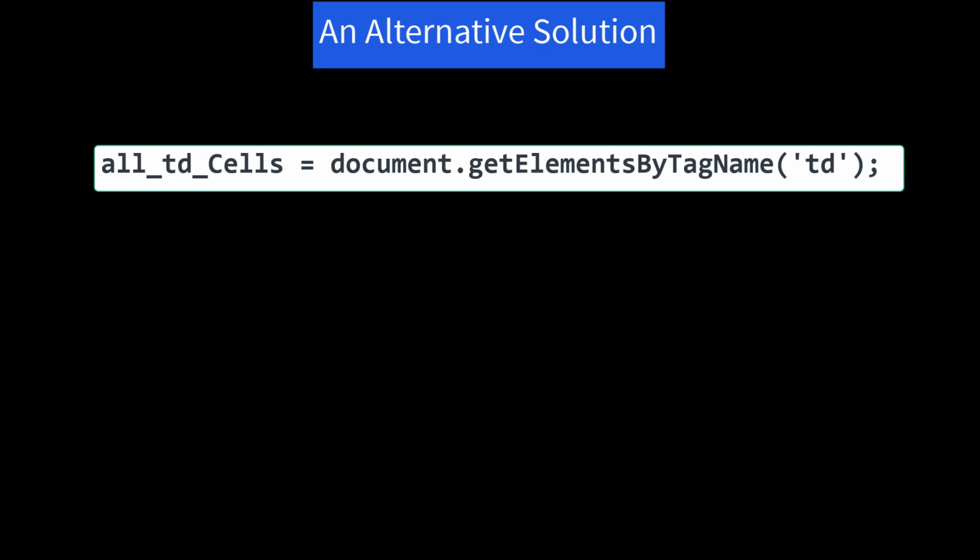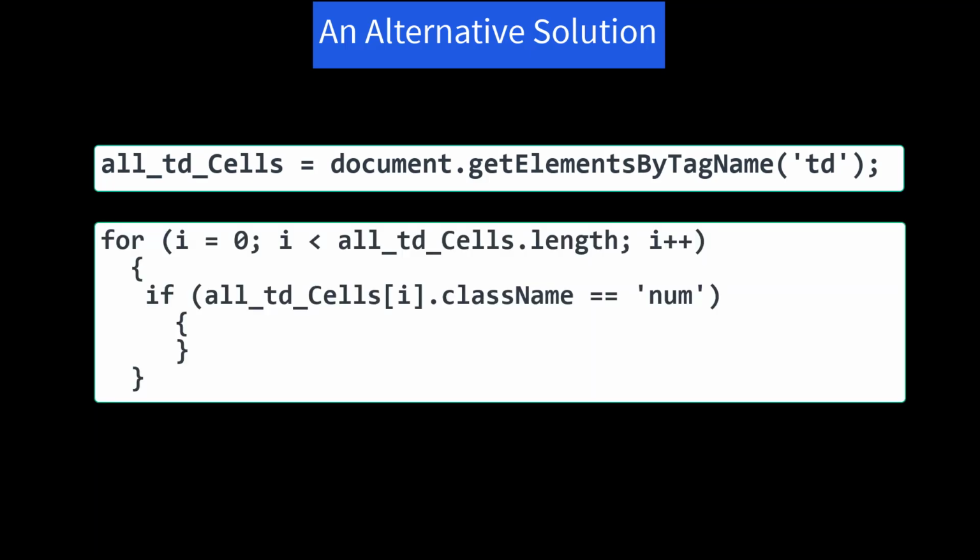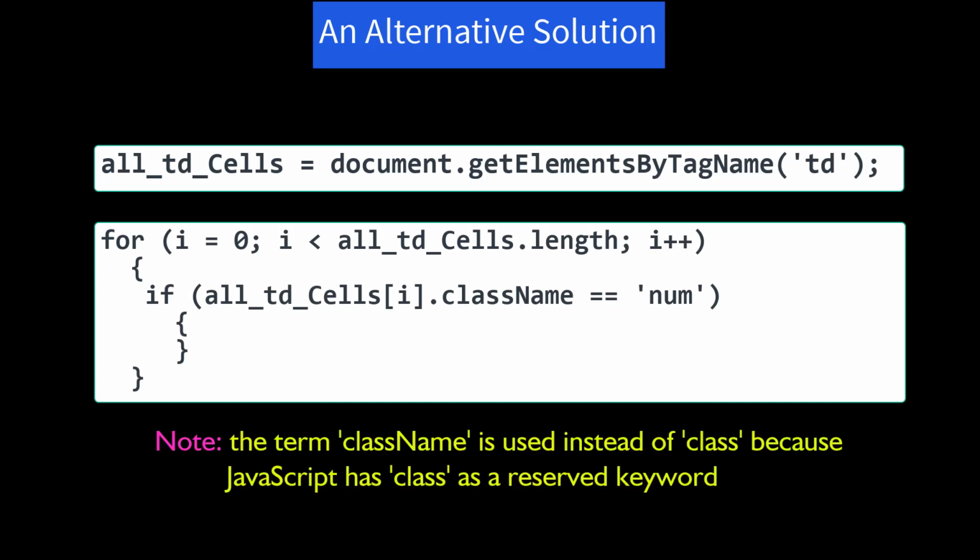Next, we need to step through the array of TD cells looking for those with a class of num. So to start with, we set up this construct: for I equals 0, I less than all TD cells.length, I++. If all TD cells bracket I dot class name equals num, then do something. Note the term class name is used instead of class because JavaScript has class as a reserved keyword.